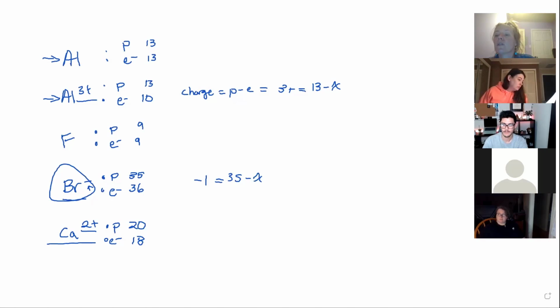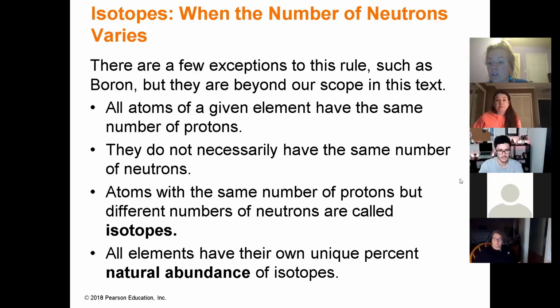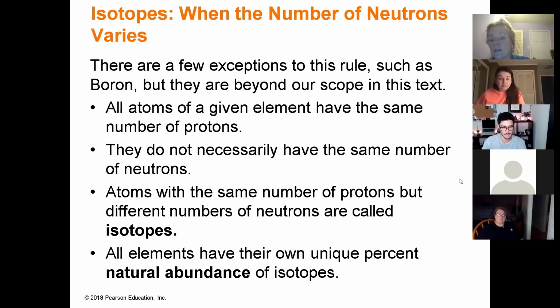Next thing we're going to move into, because we've talked about protons are not something we can mess around with, right? If it's that element, it needs to have that number of protons. Electrons can change. If we change the number of electrons, it changes the material's charge. It doesn't change what it fundamentally is. Aluminum versus aluminum 3 plus, they're both still aluminum, but the aluminum 3 plus has a slightly different charge. We can also play around with the number of neutrons, okay, or the number of neutrons can vary.